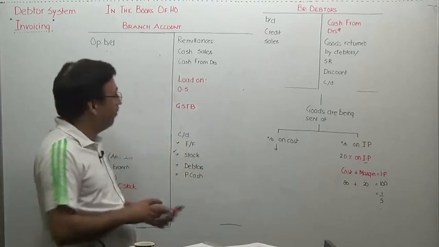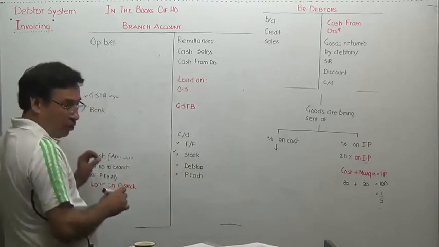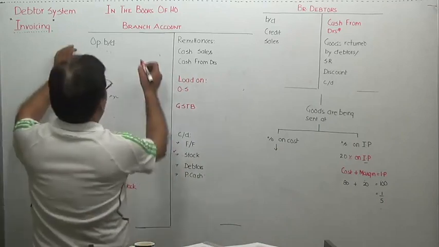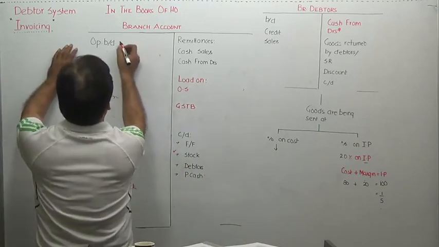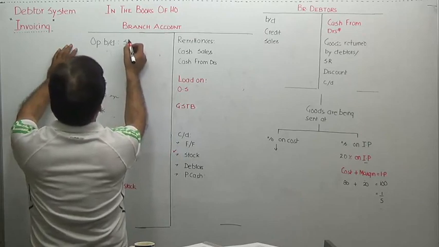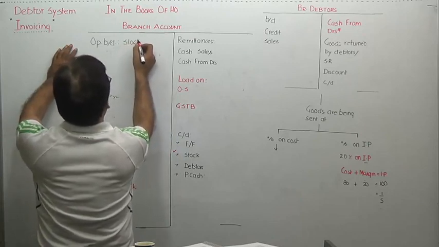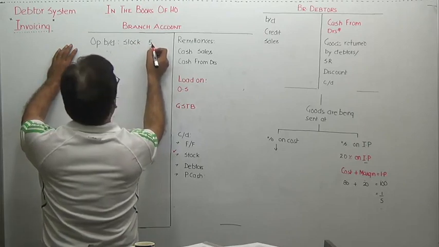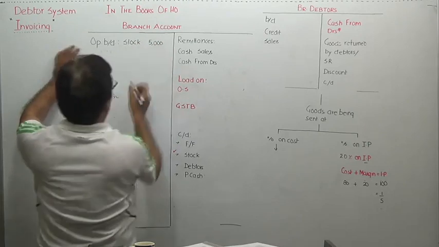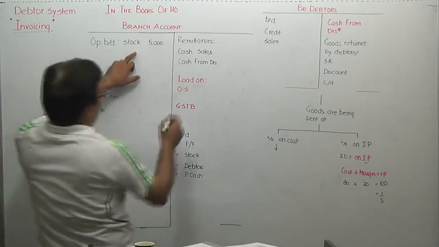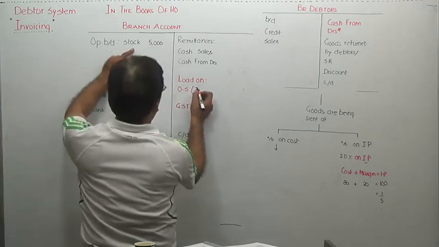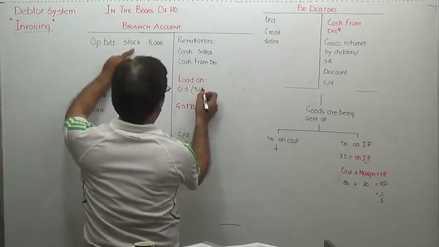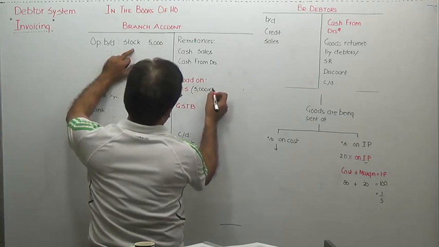Opening stock this time given to us. Opening stock in this case is 5,000. So opening stock you have written here now. Opening stock 5,000. Now you need not wait for later stages. Immediately bring it to the cost. So on to the opposite side you will write 5,000 into 1 by 5. Is it clear to you?